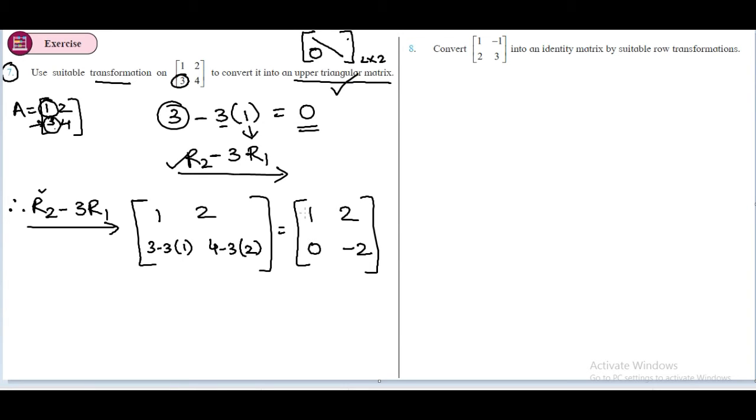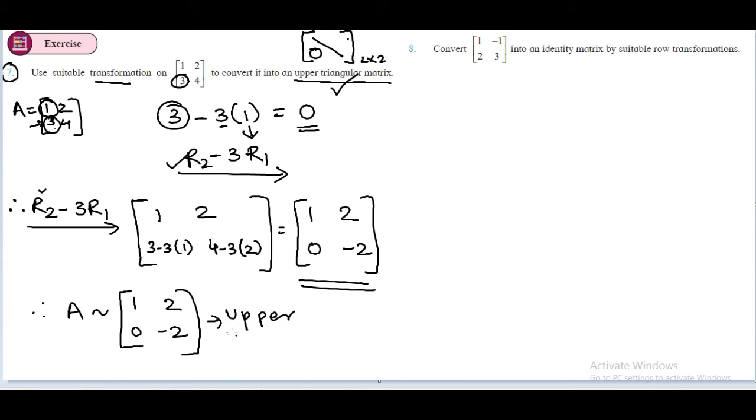Understood? Now all the entries below the diagonal are 0, right? So I have transformed this matrix into the upper triangular matrix. This is the required thing. Therefore A is equivalent to the new matrix that is formed, that is 1, 2, 0, minus 2, which is an upper triangular matrix. Hope you all understood what we have done in this question.